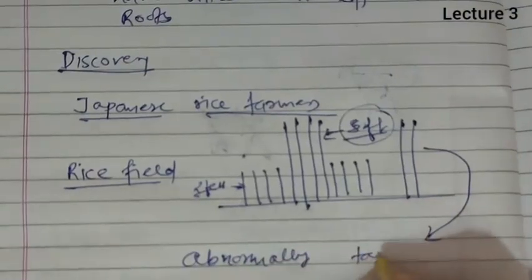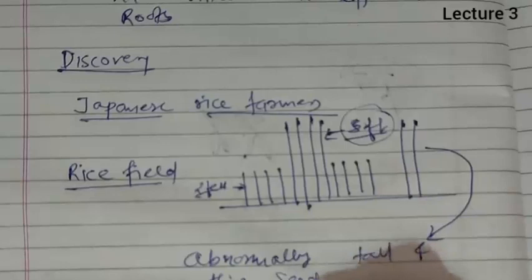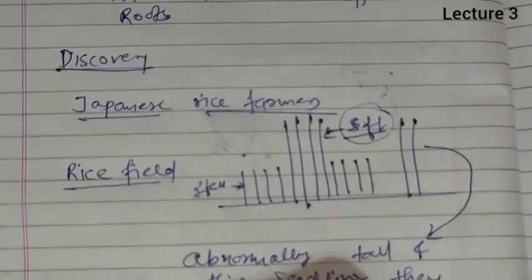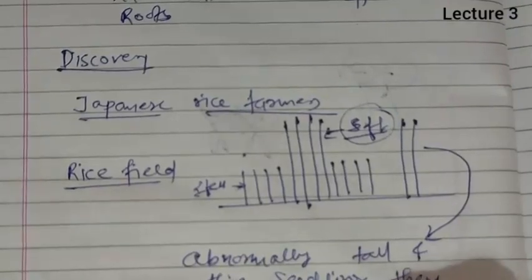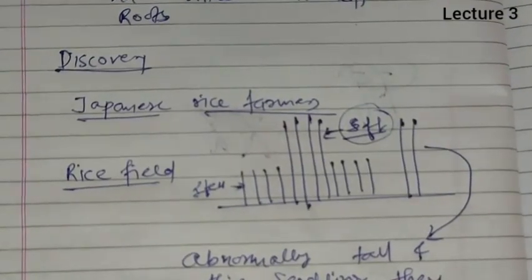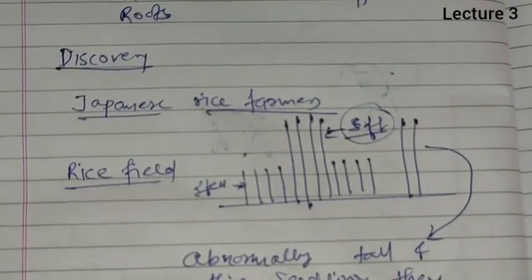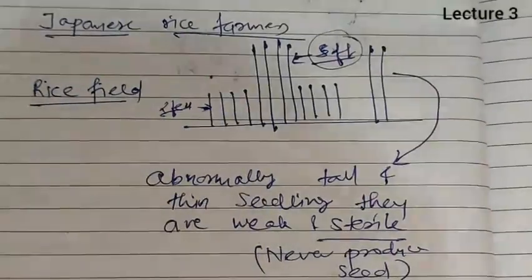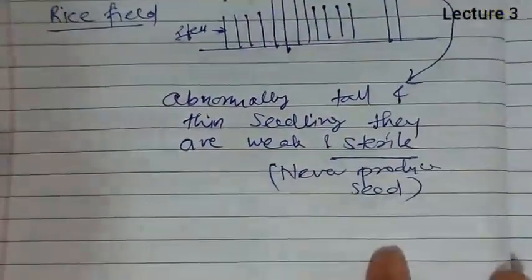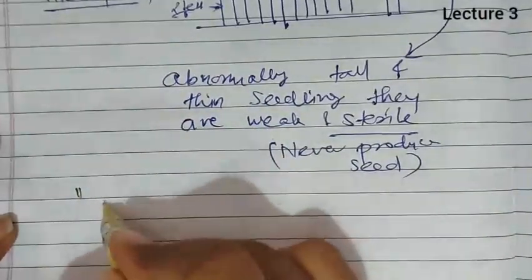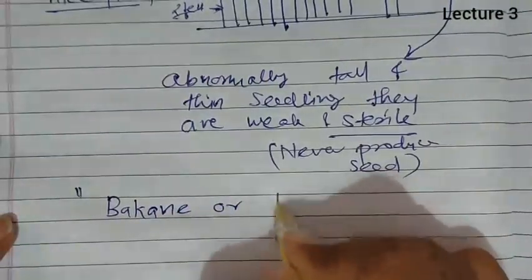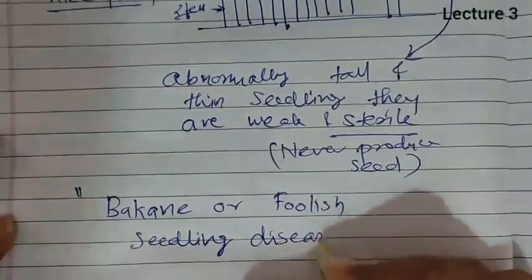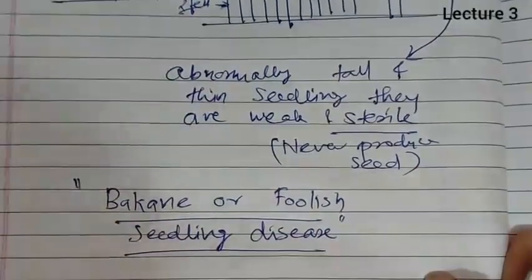This particular long plant is abnormally tall, and thin seedlings are observed, and they are weak and sterile, meaning they never produce seed. So this happens in this particular disorder where rice crops elongate compared to the normal height, and this disease is called bakane or foolish seedling disease. It is known as foolish seedling disease or bakane disease.